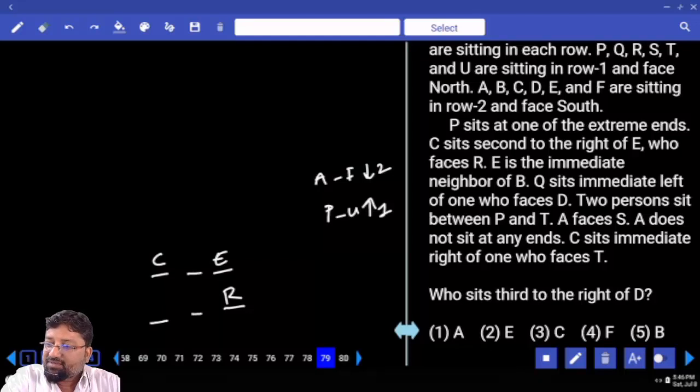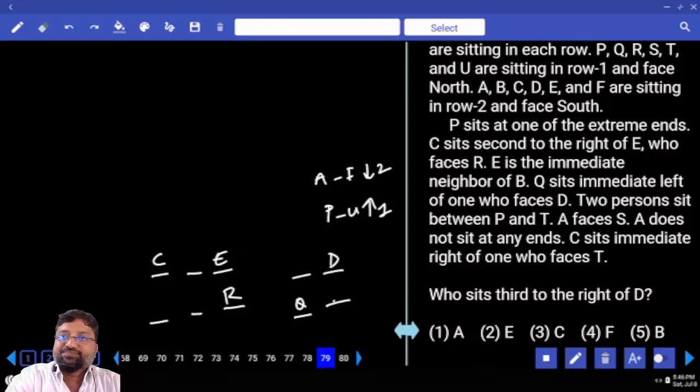Q sits to the immediate left of the one who faces D. Who faces D? This fellow is facing D. Immediate left is Q. Next, 2 persons sit between P and T. Now 2 persons are sitting between P and T, definitely.